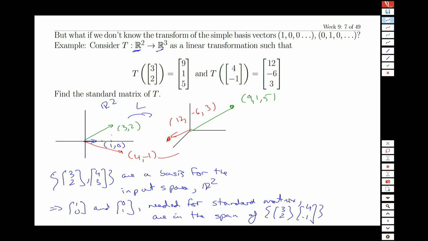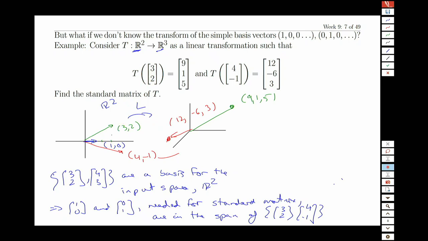So I can build a linear combination of 3, 2 and 4, negative 1, and get 1, 0 if I like. I can also do it again and get a linear combination that gives me 0, 1. And that is going to turn out to be all we need, because we know that this function is linear, so we'll be able to break down this transform and re-represent it in terms of the vectors that we actually want.